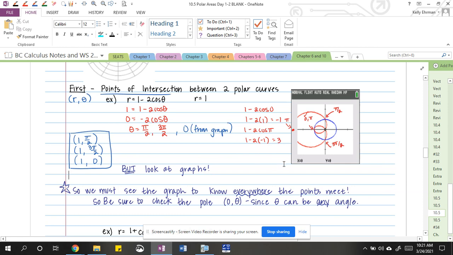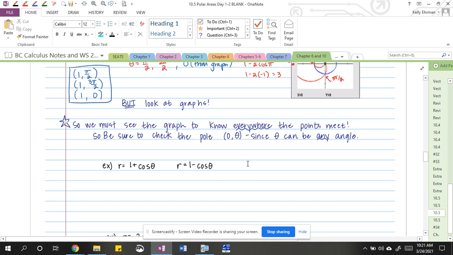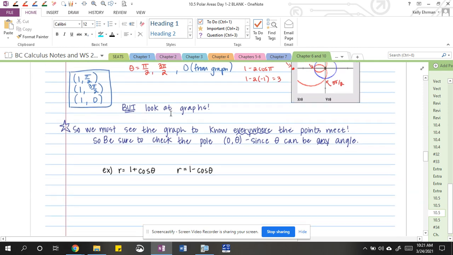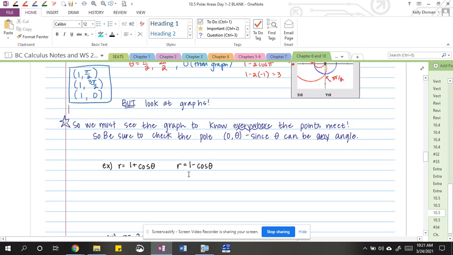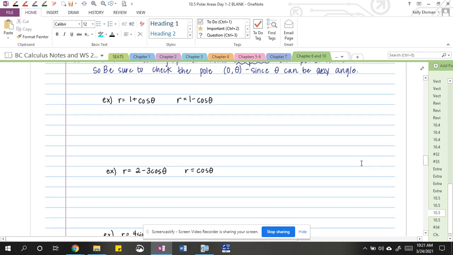Okay, so we need to be able to see the graph to know everywhere that the points meet. So either you're going to be graphing by hand or on your calculator, and make sure that you always check the pole, because when r is 0, theta could technically be any angle. So even if, like in this last one, the points of intersection don't give you a value that gets you to the pole, like their r isn't equal to 0, obviously, then you still need to double check that and say, well, what are the thetas that make each curve equal to 0, and do they match up?